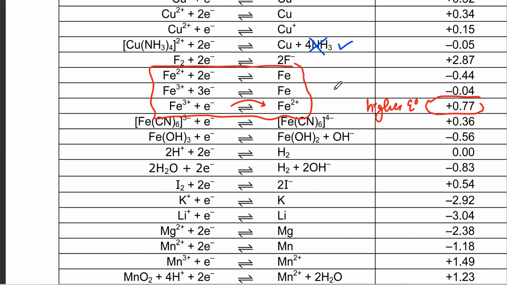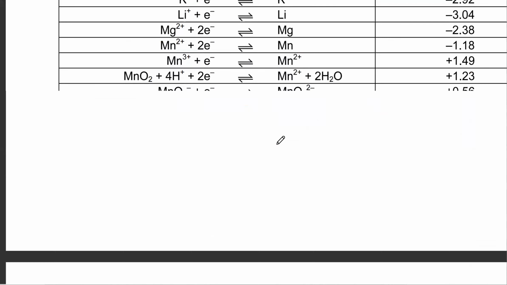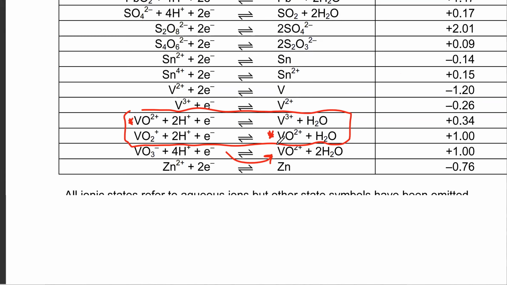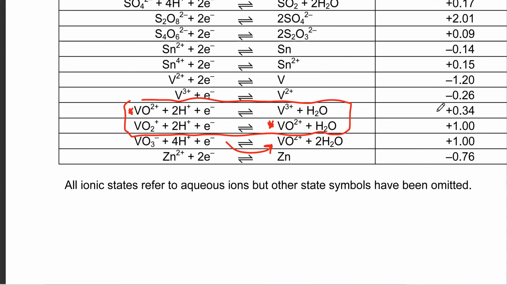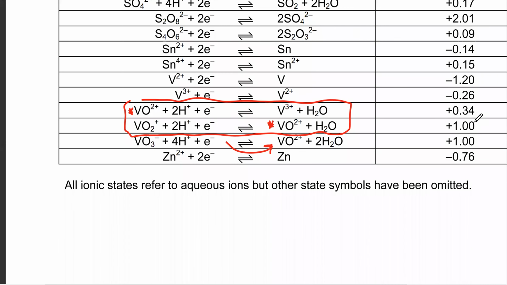Now you're going to try and figure out who loses electrons. It can't be these ones, minus 0.44, minus 0.04, because then it's Fe that's going to lose electrons. You don't have Fe. Remember the beaker that you have, it's got no Fe in it. So the lowest one would then be vanadium 3, I mean, it's 0.34. But you don't have any vanadium 3 plus as well because your beaker doesn't have any vanadium 3 plus. So all your equations are getting eliminated. So the lowest one comes out to be this one. So this is the one that's going to lose electrons.